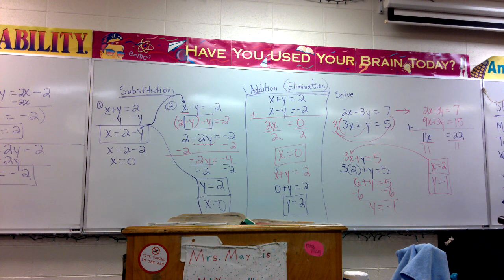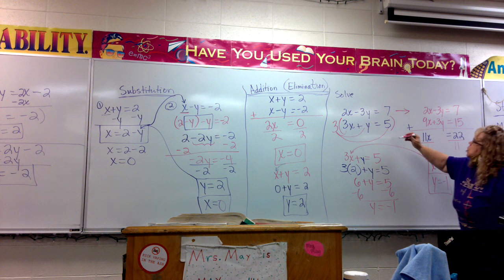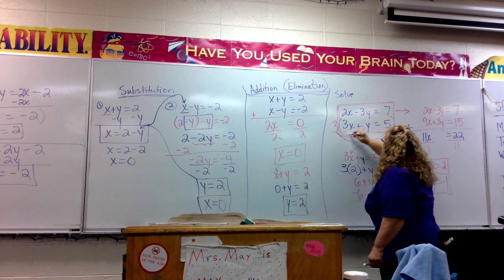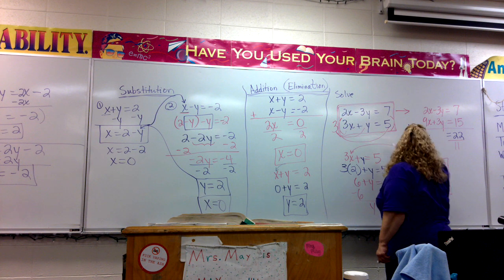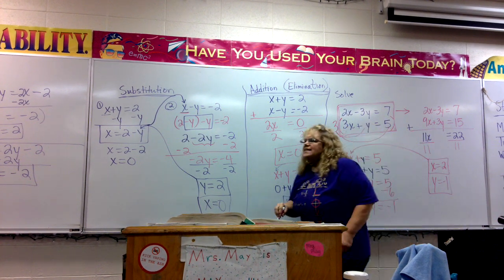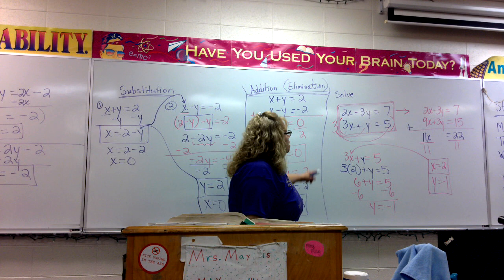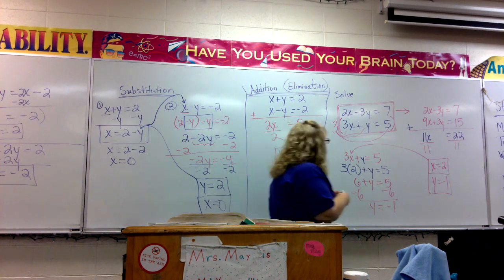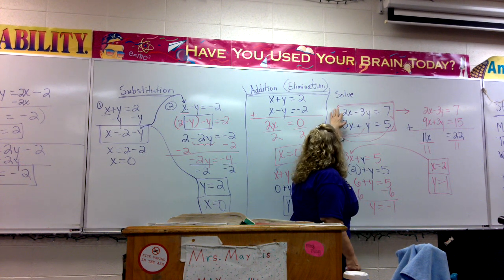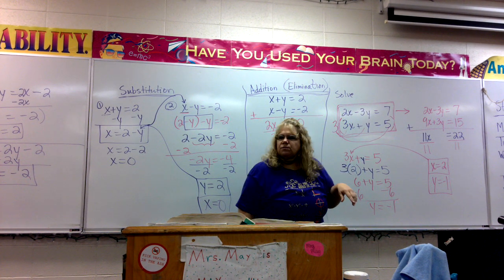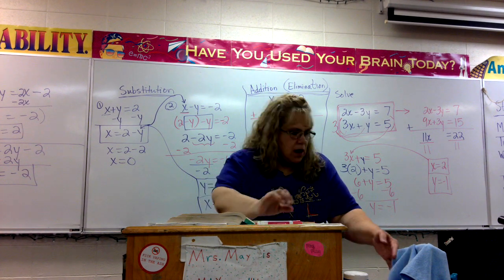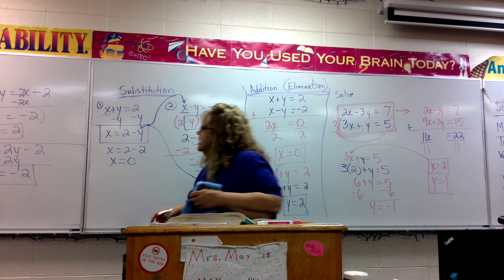And remember, what we found was x and y values that will work in both of these original equations. That x equals 2, y equals negative 1, would work in both of those. So do you see how if you don't have opposites, you can make opposites by multiplying? Isn't that kind of cool? Oh yeah, really cool.